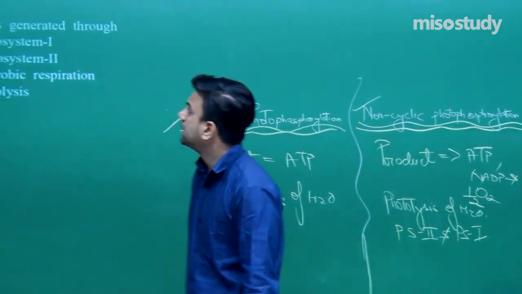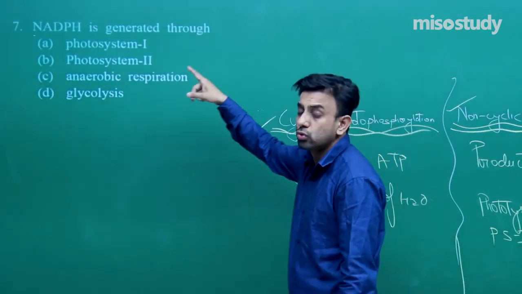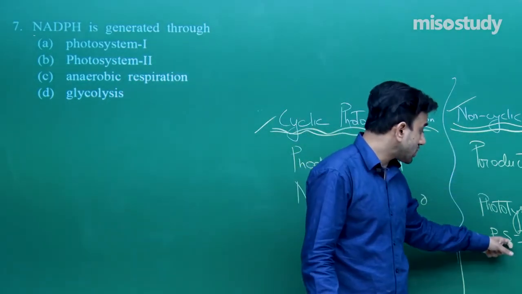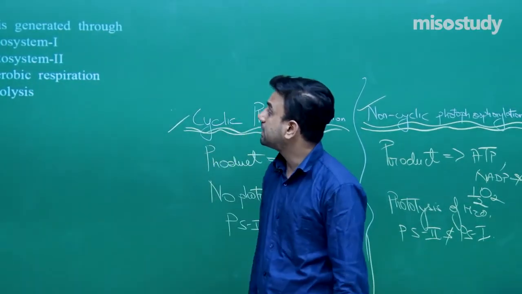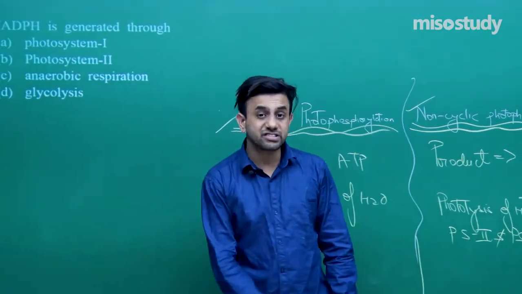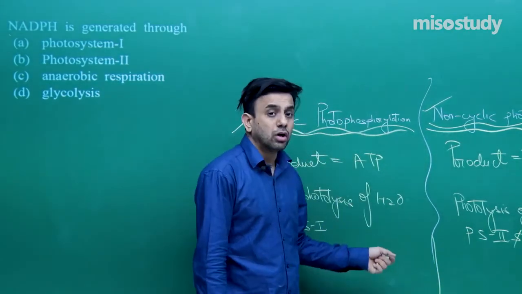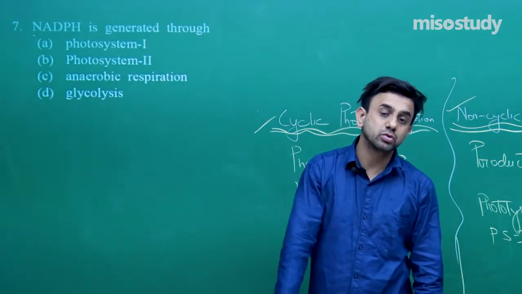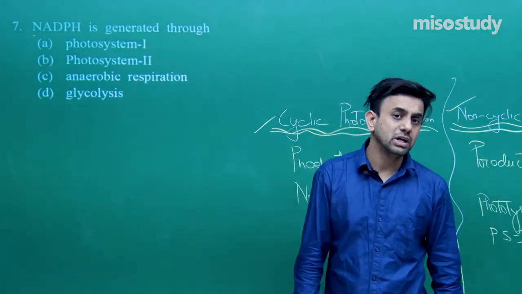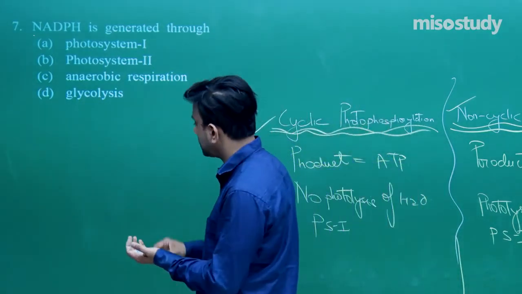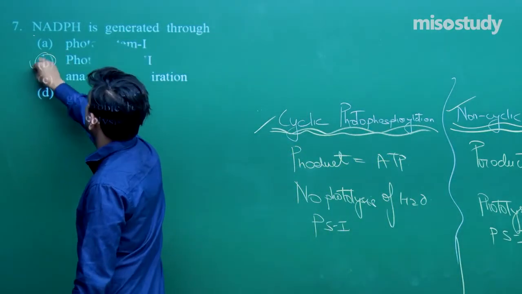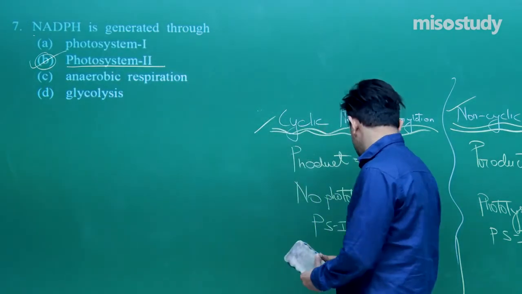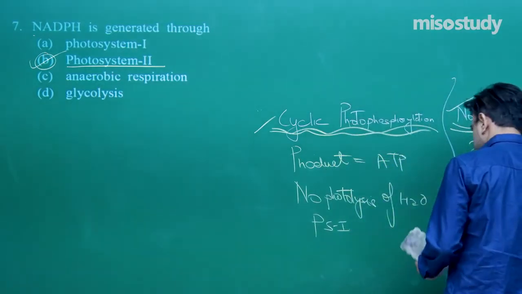Based on this, NADPH is generated through non-cyclic photophosphorylation. Which PS systems are involved? PS2 and PS1. PS1 will be in both, so definitely PS2, and moreover PS2 is the one which is basically involved in the non-cyclic photophosphorylation. So the answer for this will be photosystem 2. I hope you are getting the concepts.